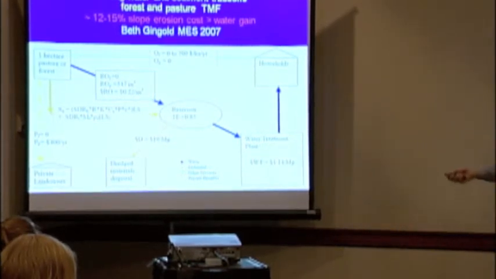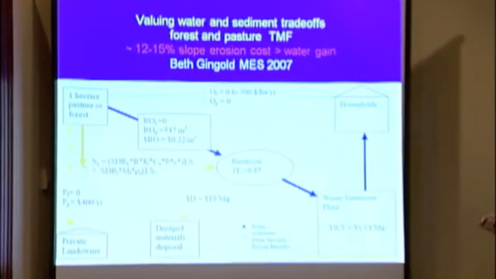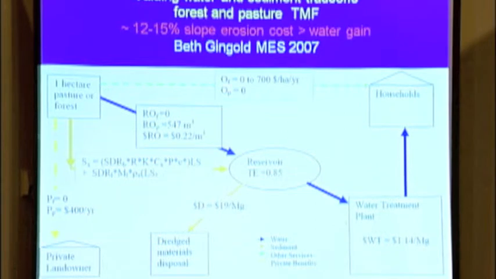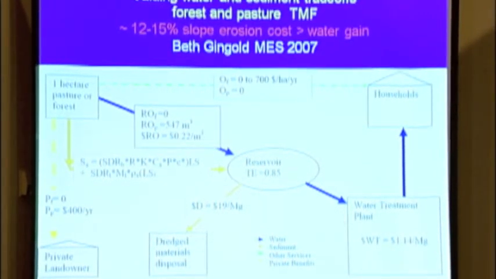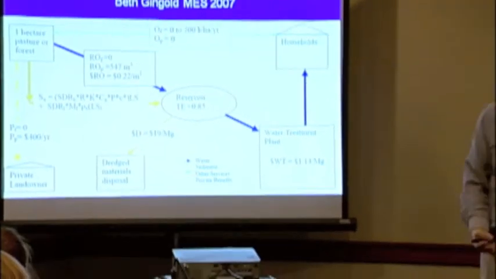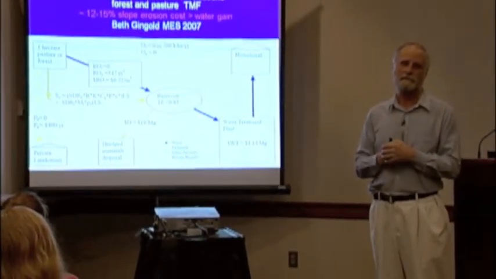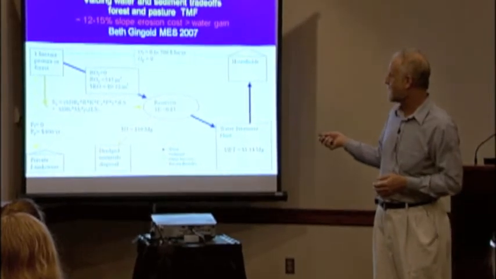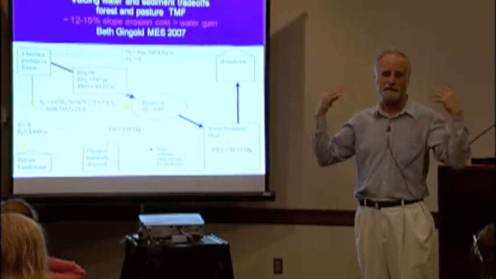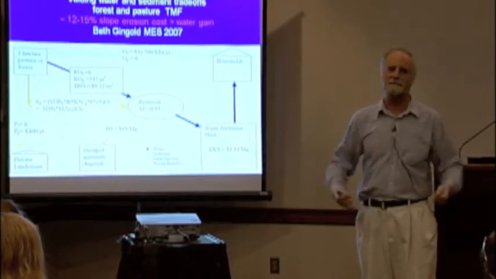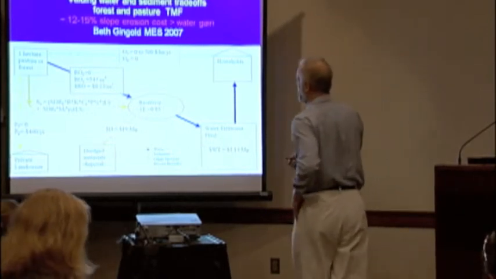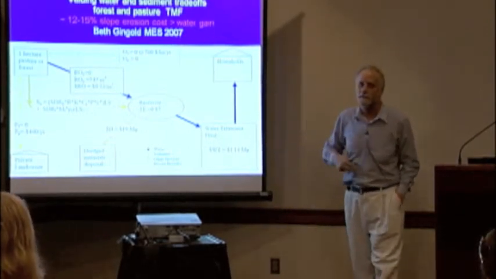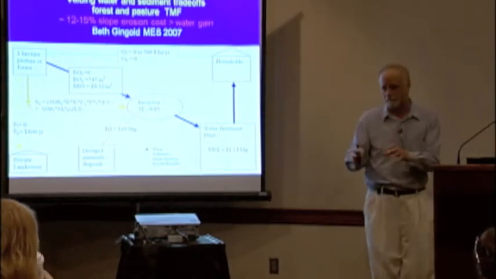And so we went through a fairly simple model, and Beth did an excellent job on this, and looked at what slope you get on the landscape where you start getting so much erosion from a pasture that it outweighs the cost of any increase in water you would actually get. And she showed about 12 to 15%. At that point, you're getting so many landslides from pastures that you're causing so much damage, and you're filling up the reservoirs and causing so many problems with water quality, that any gain that you would get from increased water is outweighed.